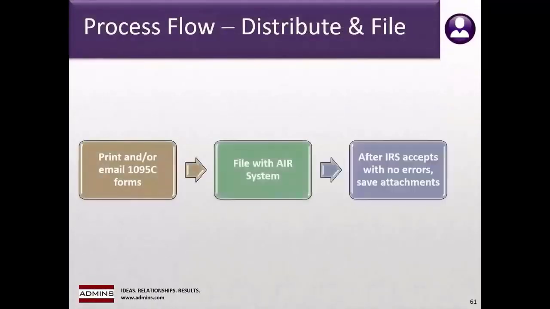Okay. All the data entry, auditing, and reporting is complete, and now it's time to provide the 1095-C forms to the employees. Create the export files and upload them to the AIR system, and attach the PDF copies of the 1095-C forms to the employee records once you get the acceptance from the IRS.